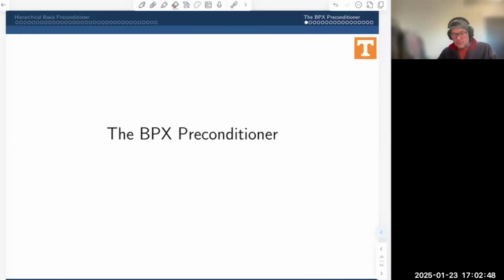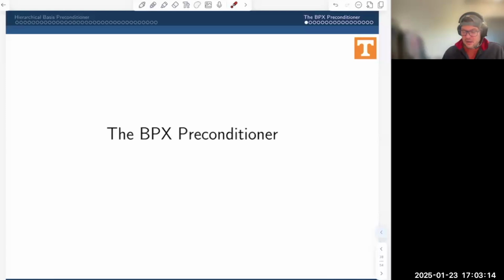Okay, so let's get into the BPX preconditioner. BPX preconditioner stands for, or it's the initials of three people's last names. I think it's Bramble, Pasciak, and Xu, but don't quote me on that. I'll leave a reference in the book. Actually, I should have a reference in the book, and I don't.